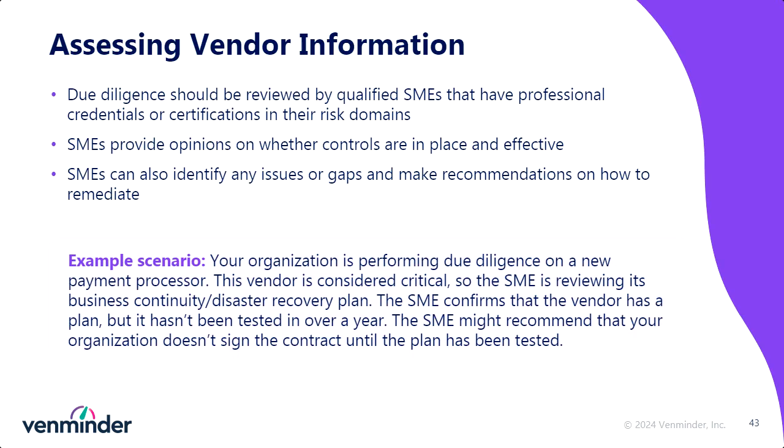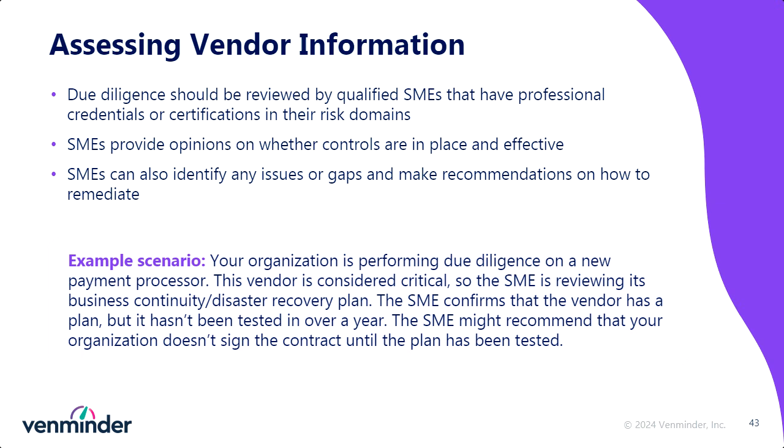Okay, now that we've decided how to handle the inherent risk through mitigation and collected the vendor's due diligence, it's time to move on to the next step of assessing all that vendor information. Due diligence should always be reviewed by qualified SMEs who can be internal or external to your organization. Most organizations don't have full-time SMEs in every risk domain, so it's very common to use external ones when needed. These SMEs provide opinions on both internal and external controls, stating whether they are in place and effective. They can also identify any issues or gaps and recommend how they should be remediated.